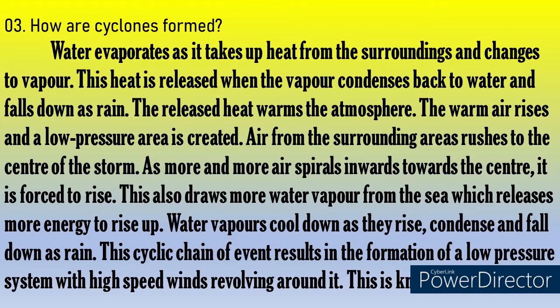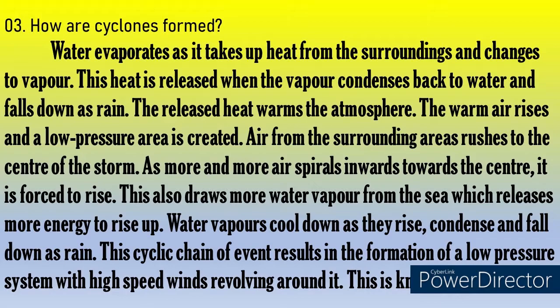Water vapor cools down as it rises, condenses, and falls down as rain. So again we are going to the first sentence. Water vapor goes up, cools down, and rises again, and they produce heat. So it takes place in a cyclic manner. What we discussed before: water vapor rising up forms cloud, again it cools down to form rain, and that releases heat. So this takes place in a cyclic manner. This is what I'm trying to say.